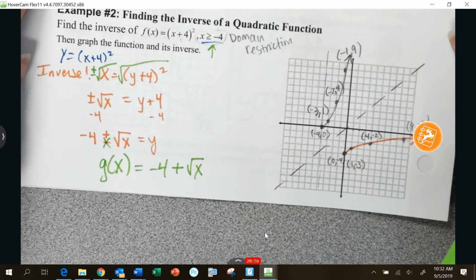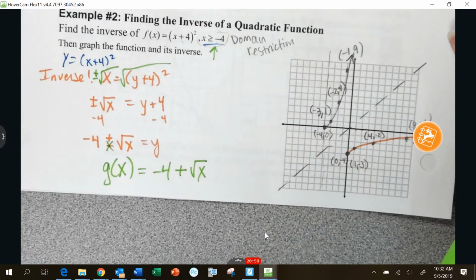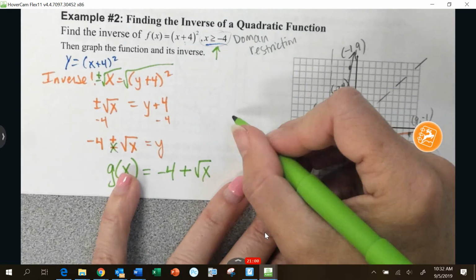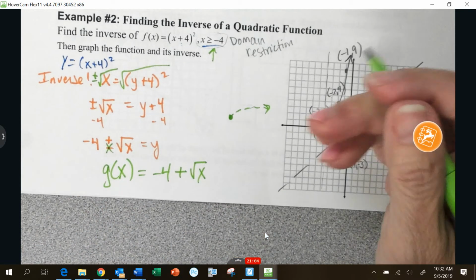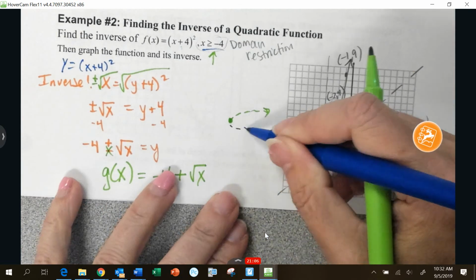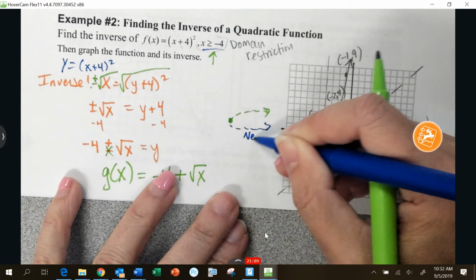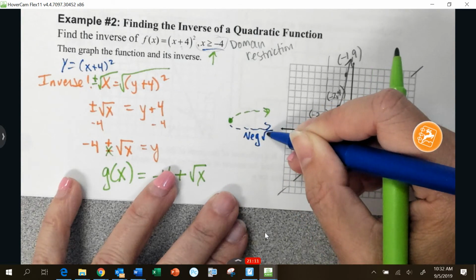So, thinking about transformations, a normal square root looks like this. If I do a reflection on it, it would look like this. And to do a negative in front of the square root.